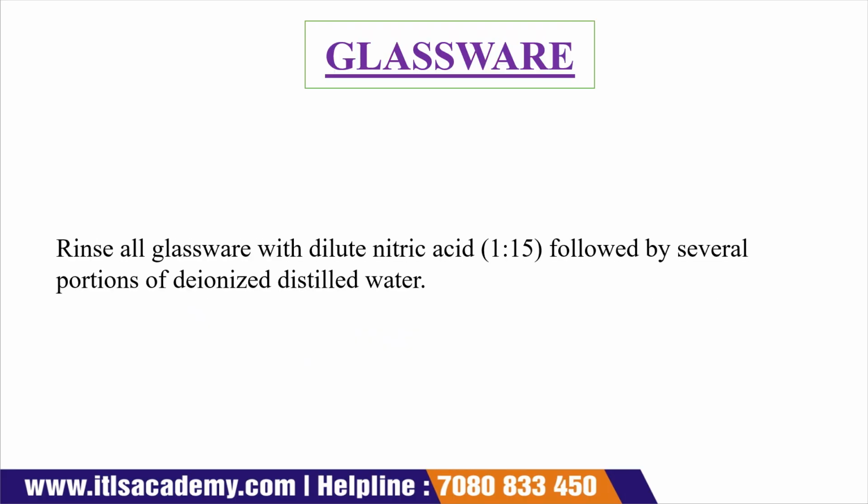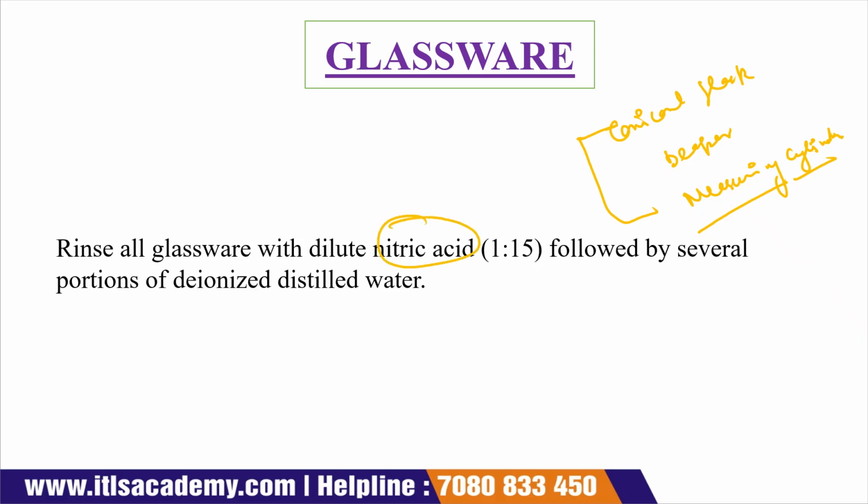Now, the next is your glassware. We will use common glassware like conical flask, beaker, or measuring cylinder. These are the common types of glassware we will use. But this glassware should be rinsed with diluted nitric acid, diluted in the ratio of 1:15, which means that if we take 1 ml of nitric acid, then we add 15 ml of distilled water. It should be rinsed.